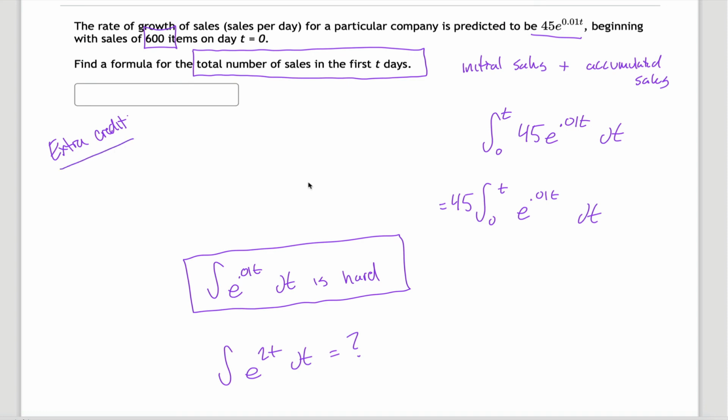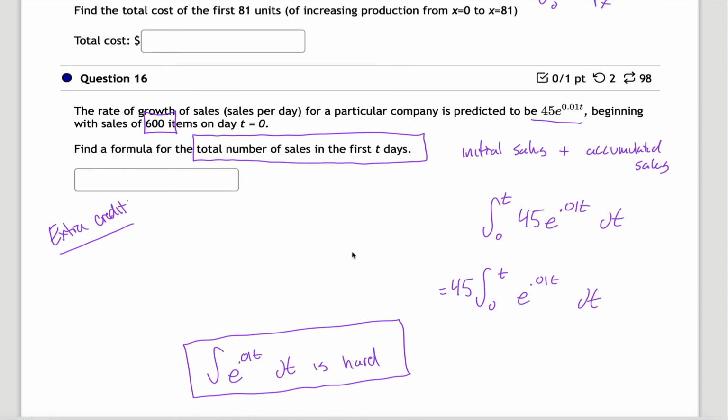Again, this problem's extra credit, so if you don't want to mess with it, you don't have to. Your final answer will be the initial sales, which is this 600 right here, plus the accumulated sales, and the accumulated sales will be this definite integral, where we figure out the antiderivative of this function, and then we change all of the variables into t's, zeros, and then find the difference between those two values.